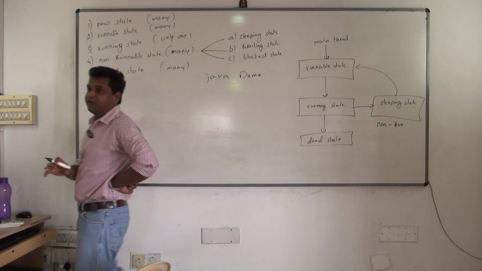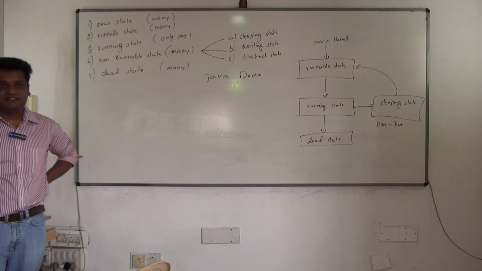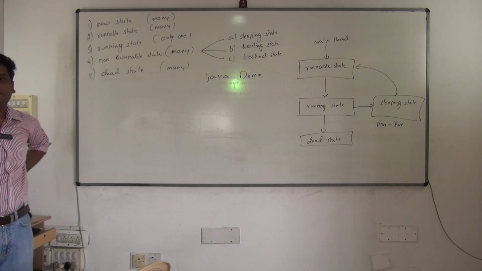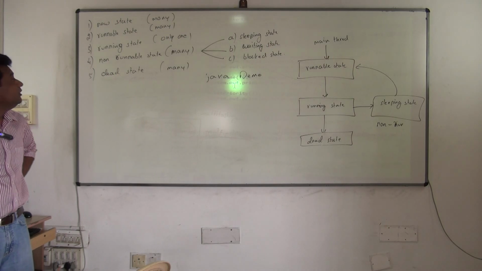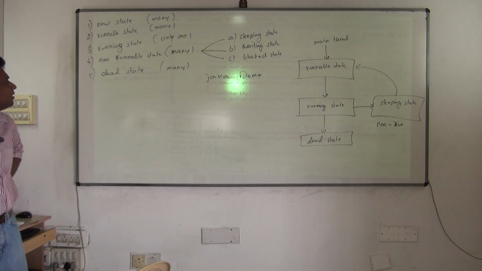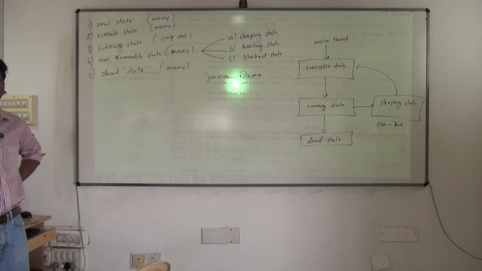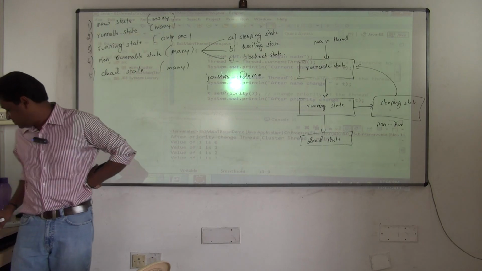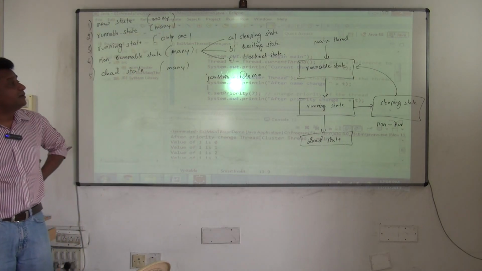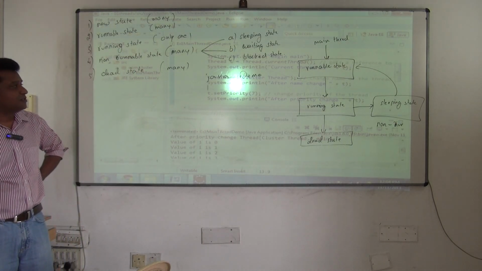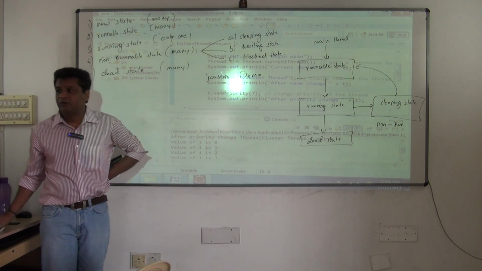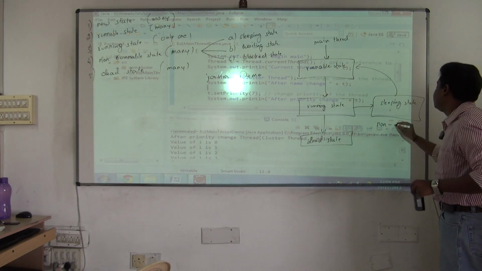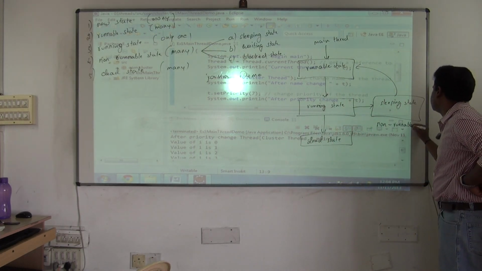See, from interview point of view, you have to tell only 5 states. When they ask you how many states of a thread are there, these are the 5 states. Which are the 5 states? New state, runnable state, running state, non-runnable state, dead state. In non-runnable state, you have got 3 more, called sleeping state, waiting state, blocked state. So now I'll show you what is non-runnable state. In non-runnable, which one I am picking? Sleeping state.